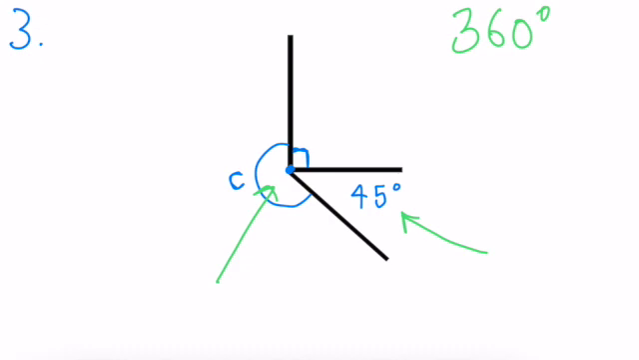Okay, so this square here, that's 90 degrees. So I know that this is 90, this is 45. So 90, 45. All the way around is 360. So what I need to do, I need to add together 90, add 45.